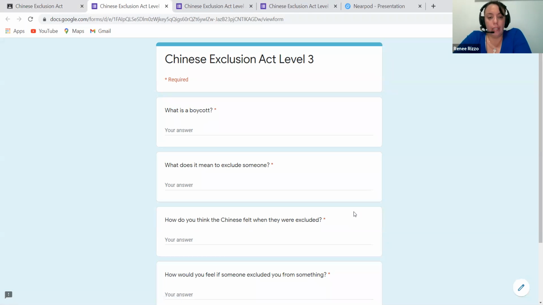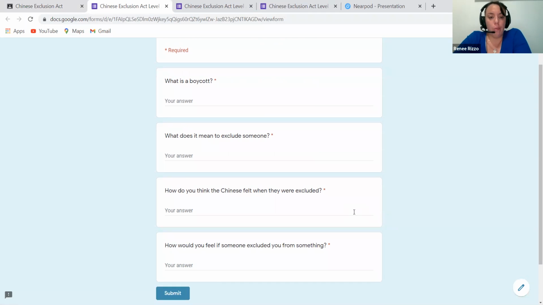Level 3 becomes more open ended. What is a boycott? What does it mean to exclude someone? How do you think the Chinese felt when they were excluded? How would you feel if someone excluded you from something?